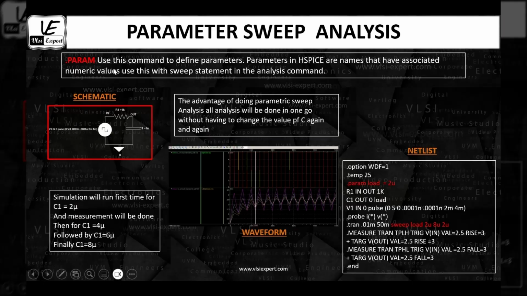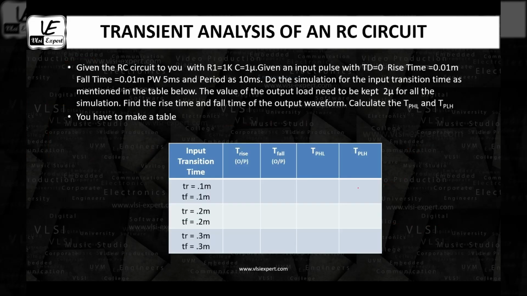So once again, let's recapitulate what this dot param statement is. The dot param statement is the command used to define the parameters. Parameters in HSpice are names that have associated numerical values used with the sweep statement in the analysis command, right? So the advantage of doing the parametric sweep analysis is that all the analysis will be done in one go without having to change the value of your capacitor again and again. I hope you are able to understand. This is our netlist, right? So this was about the parametric analysis.